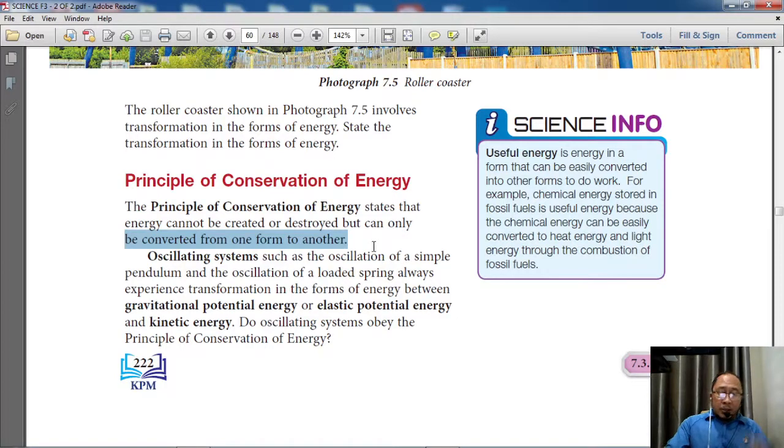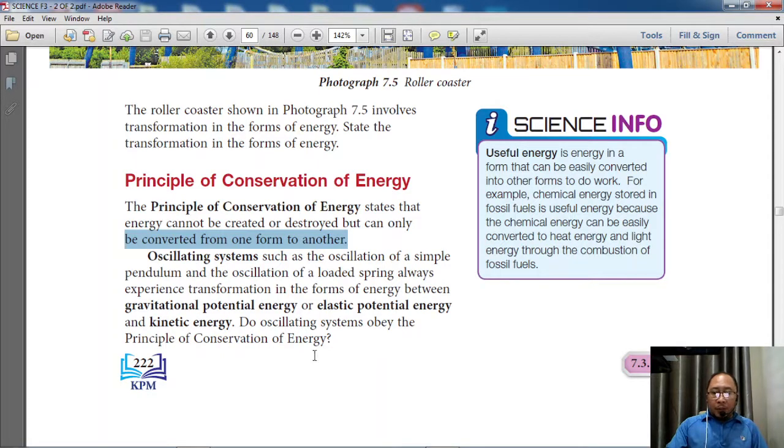Okay, so you have to remember this one. Very important. The principle of conservation of energy states that energy cannot be created or destroyed, but can only be converted from one form to another. So what is a simple example that we can use to discuss this principle? What we have learned before about potential energy and kinetic energy will be used to understand this principle.